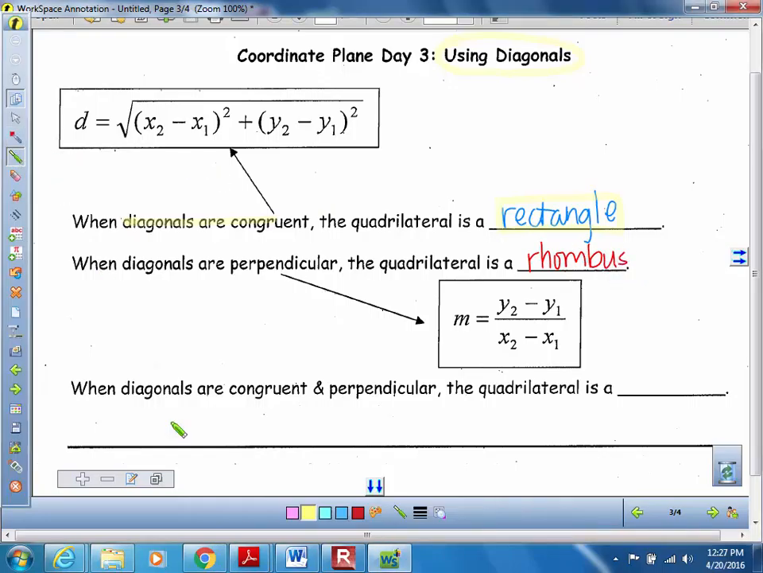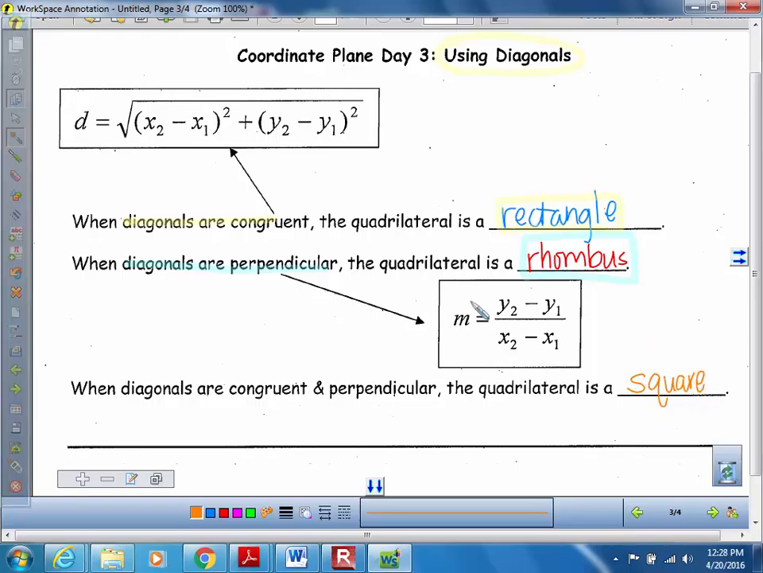So for those of you making note cards to know your definitions, diagonals are perpendicular. That is a rhombus. Okay? And then if the diagonals are both congruent and perpendicular, that means the quadrilateral is a square. So again, I would highlight diagonals are congruent and perpendicular, and that means it's a square.